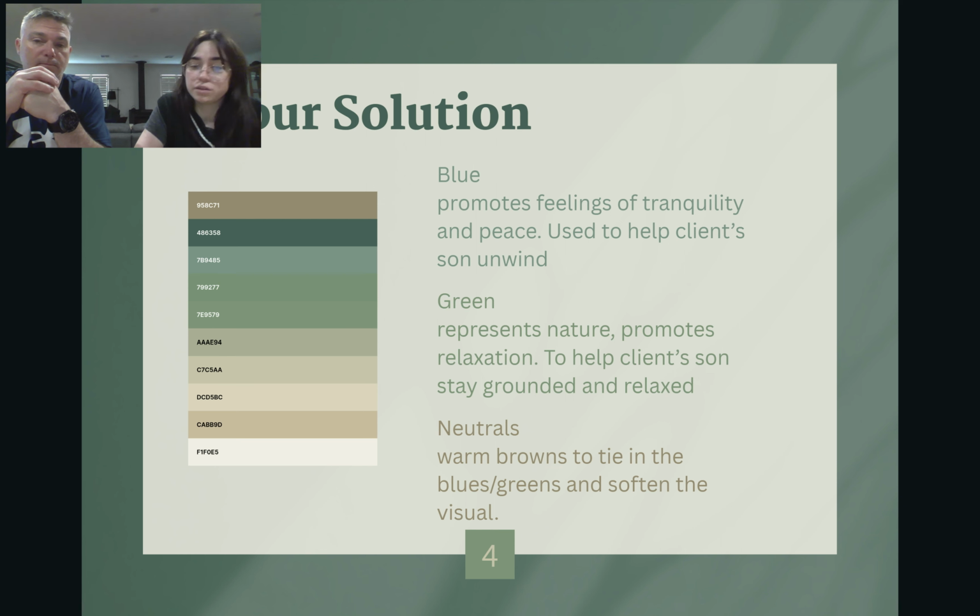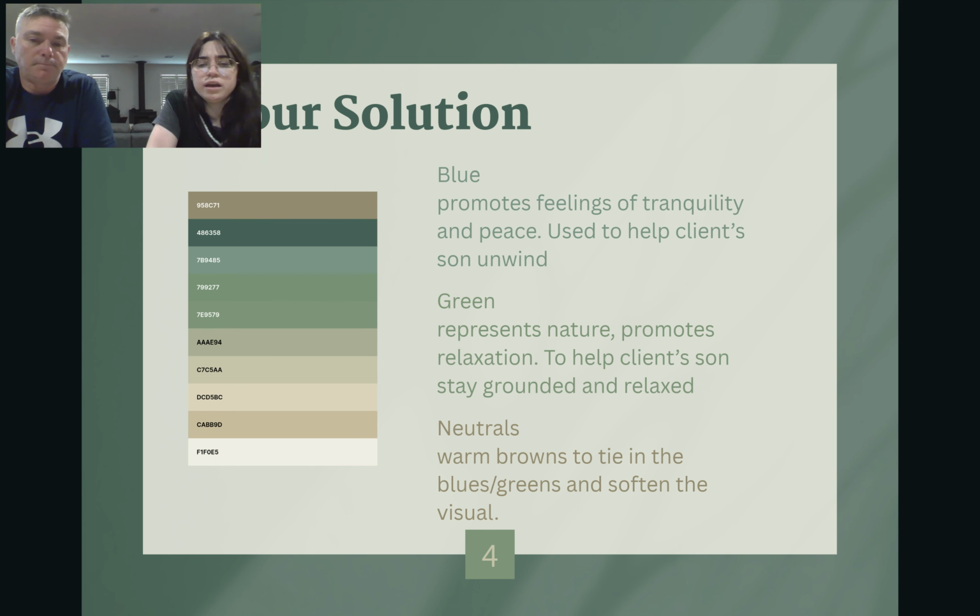You have a high energy kid, so the whole concern for you was giving your son the space where he can relax and unwind after school, or on weekends and stuff. So blues and greens tend to promote feelings of peace and relaxation. I thought the greens would be good because it resembles a lot of nature and it will help your son stay grounded in the room.